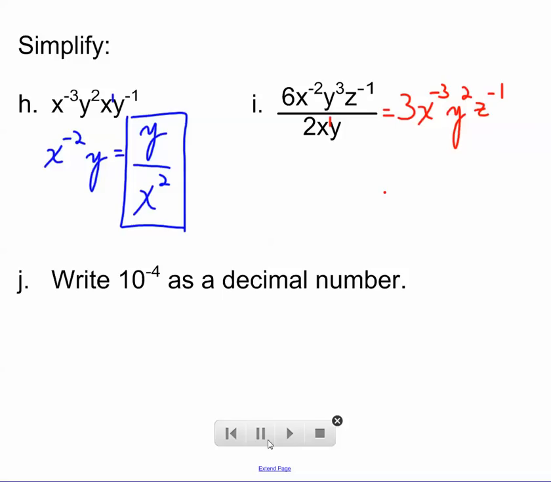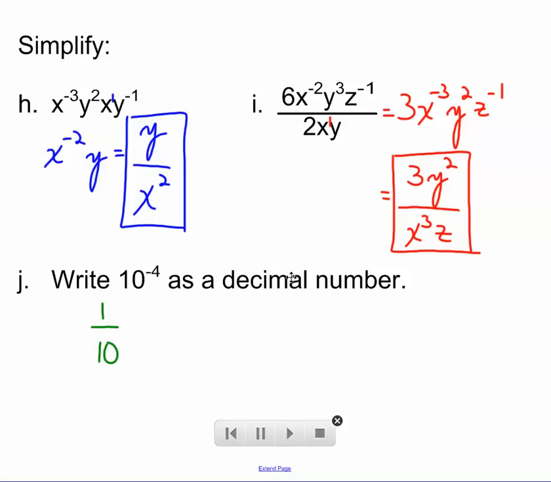Now that's the first step. Now we want to rewrite this with all positive exponents. So this x to the negative third and this z to the negative first, I want to move those down to the bottom of this fraction. So 3y squared stays on top, x cubed on the bottom, and z to the first power on the bottom. And that is a simplified expression. There's other ways to go about this as well. I think this is the easiest way. Do all your division and then get rid of your negative exponents.